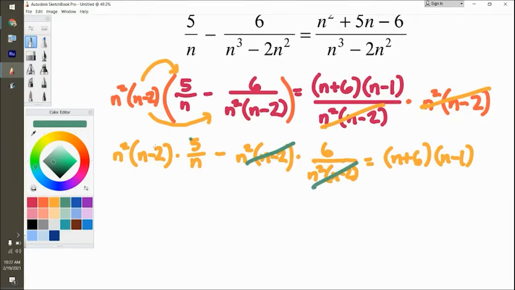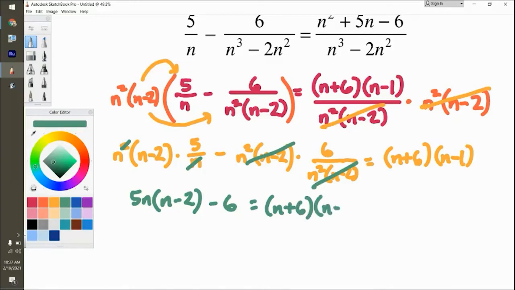Okay? We're going to distribute this to this over here. It's not really distributing, it's just multiplying. But check this out, the n squared over n will cancel. So one of those n's goes away, so you just have regular n. So now you end up with 5n times n minus 2 minus 6 is equal to n plus 6 times n minus 1.